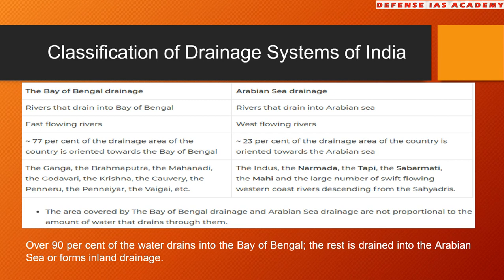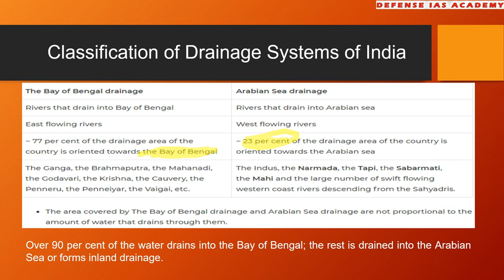And 77% of the drainage area of our country is oriented towards the Bay of Bengal, which means 77% of our drainage area comes in the east flowing category, and 23% of our drainage area is oriented towards the Arabian Sea.